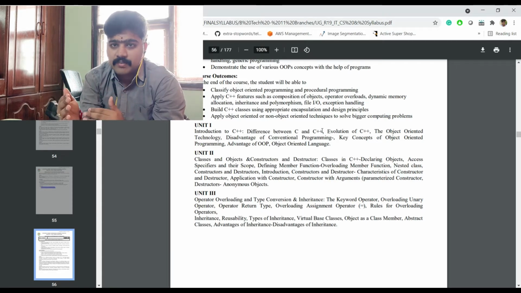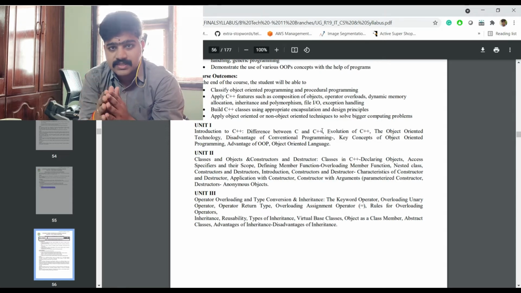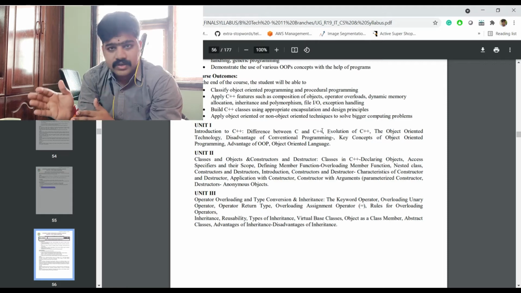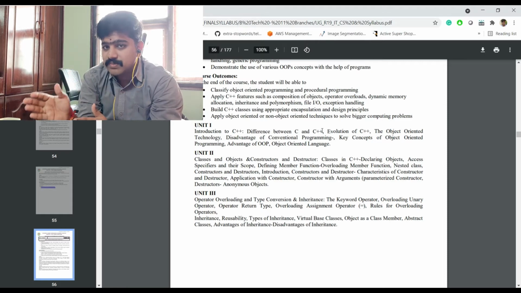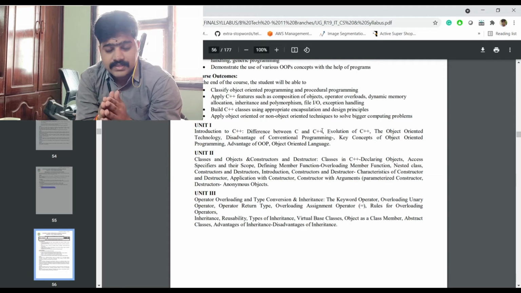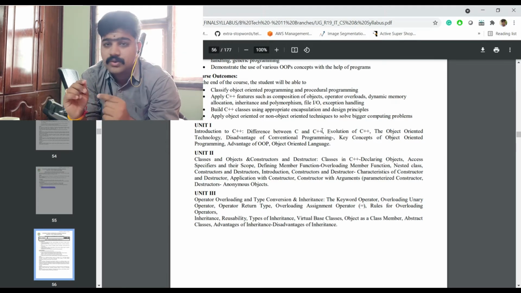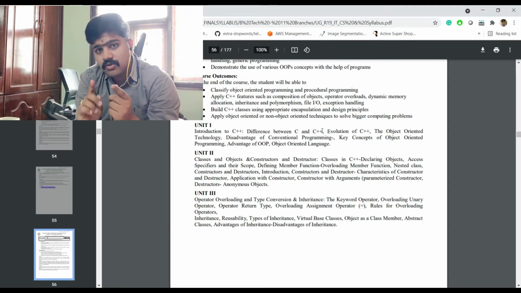Any programming language like Python, Java, R programming or C++ can be an object oriented programming language. You need to understand the basic level of object oriented programming, and the programming structure will be different from one language to another. I'm focusing on the introduction to C++, and you need to understand the difference between C and C++ programming languages.